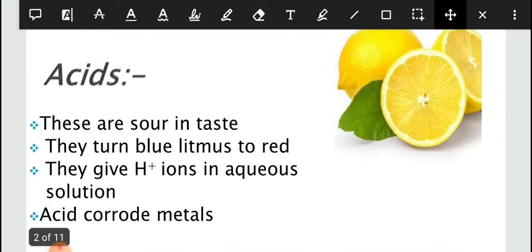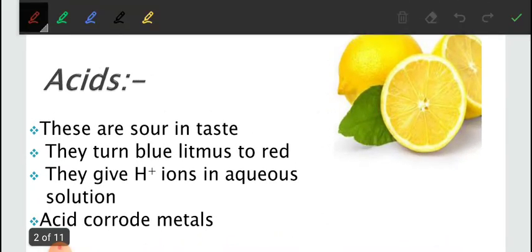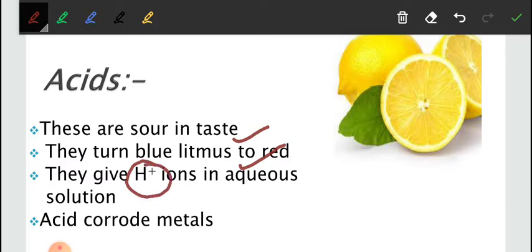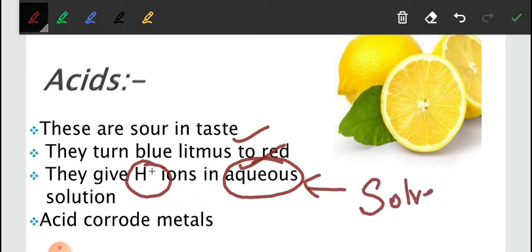The first property that I am going to tell about is that these are basically sour in taste. They can turn blue litmus to red. They can easily give you H positive ion, that is known as hydrogen ion, in aqueous solution. Aqueous solution means the solution which contains water as a solvent, which means water will be present in a large quantity.